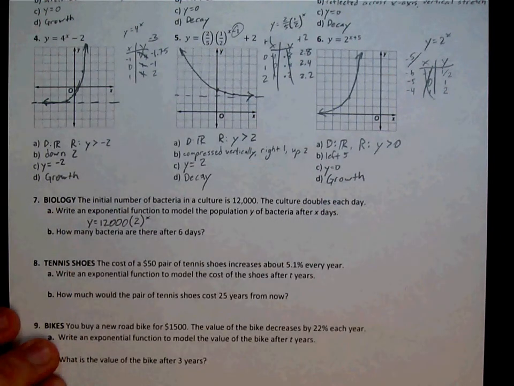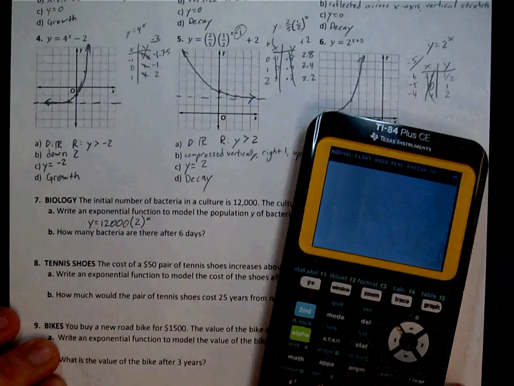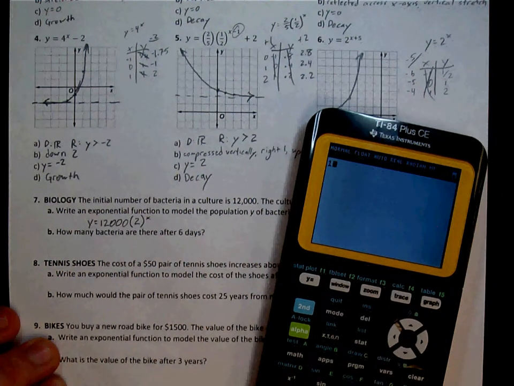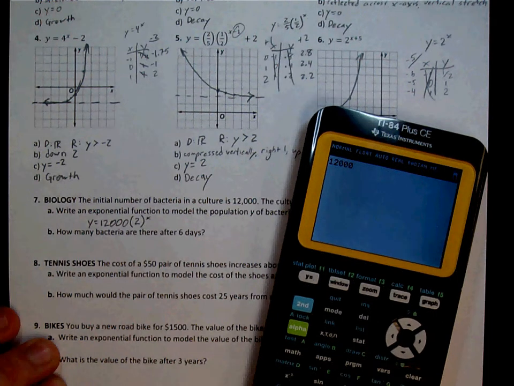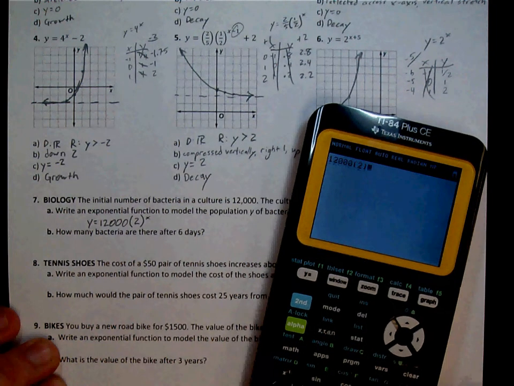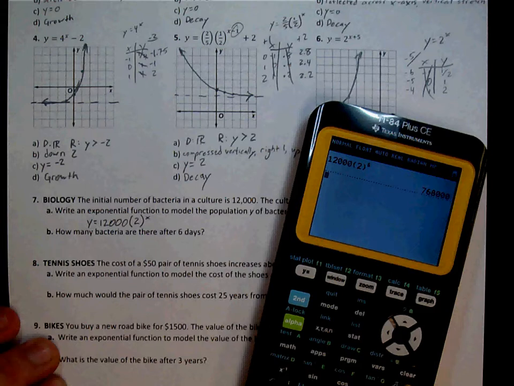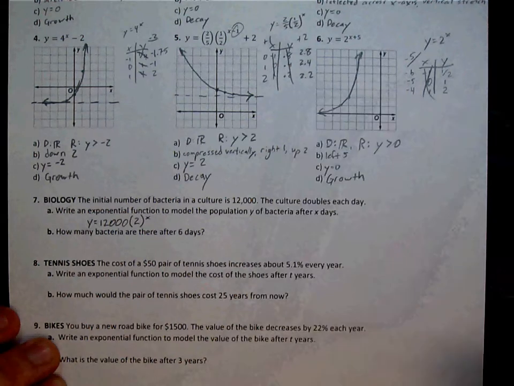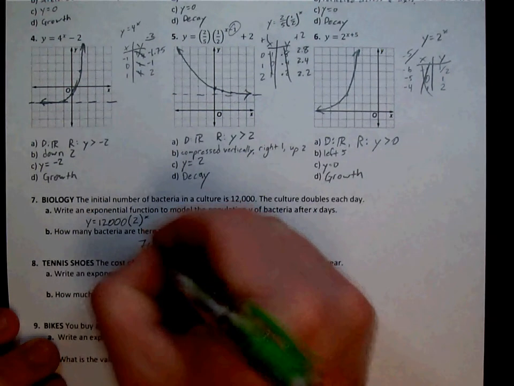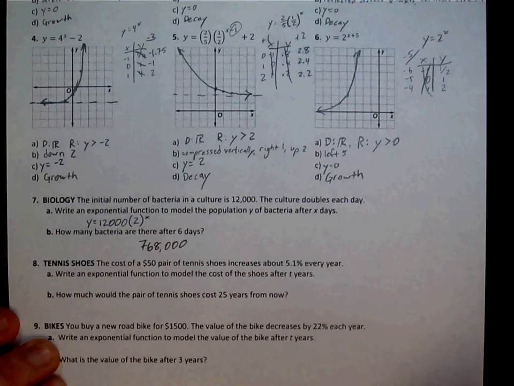Then part B is saying, now plug in 6 for that. I don't know how you can see the calculator here. 12,000 to the 6th power. So we get 768,000 bacteria.